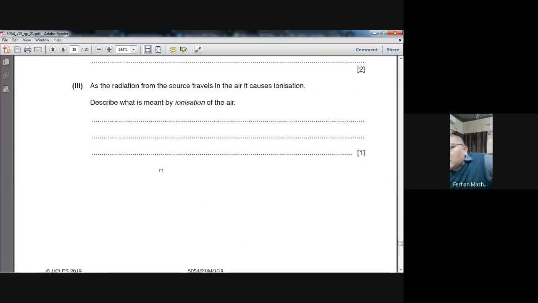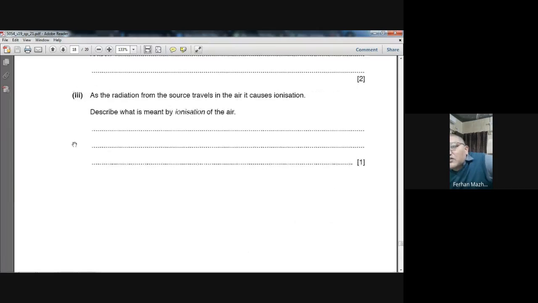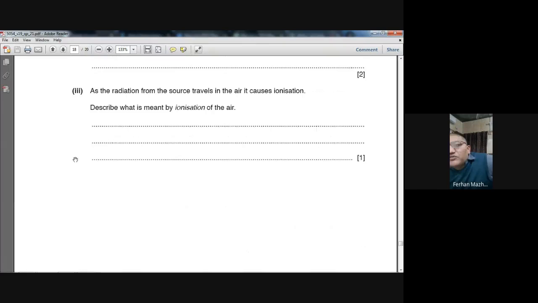Okay. The next question. Can we move to the next part? Yes. As the radiation from the source travels in the air, it causes ionization. Describe what is meant by ionization of the air.